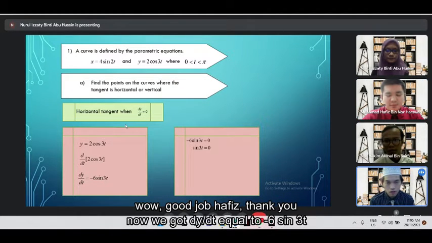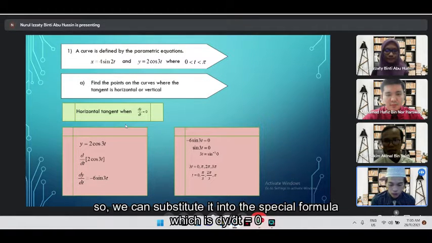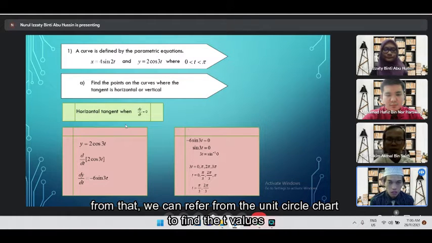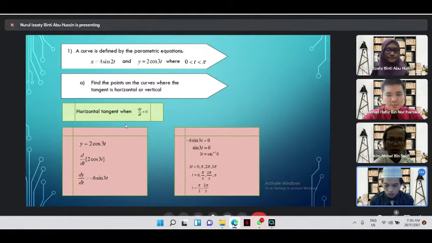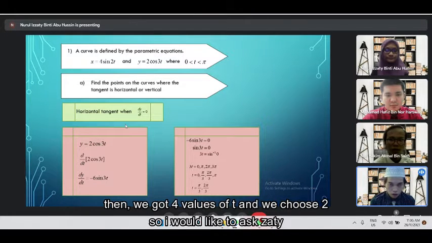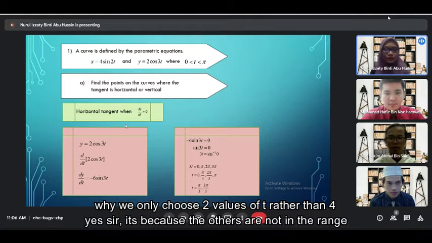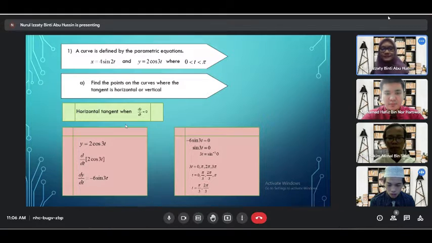Now, we got dy over dt equals negative 6 sin 3t. So, we can substitute it into the special formula, dy over dt equals 0. And then, we got 3t equals sin inverse of 0. From that, we can refer to the unit circle chart to find the t values. And then we got 4 values of t, and we choose 2. So, I would like to ask Zati, why do we only choose 2 values of t rather than 4? Yes, sir. It is because the others are not in the range. Good job, Zati. Thank you.